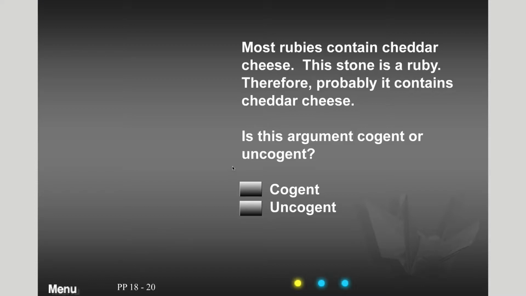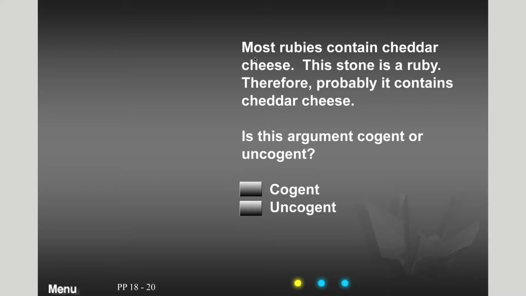Is this argument cogent or uncogent? Well, here now we ask, is the premise true? Remember, they're setting off nicely for you the conclusions, the therefore, right? That is, we learned that in 1.1. This is a conclusion indicator. Most rubies contain cheddar cheese. This stone is a ruby, therefore probably it contains cheddar cheese. Is this argument cogent or uncogent?